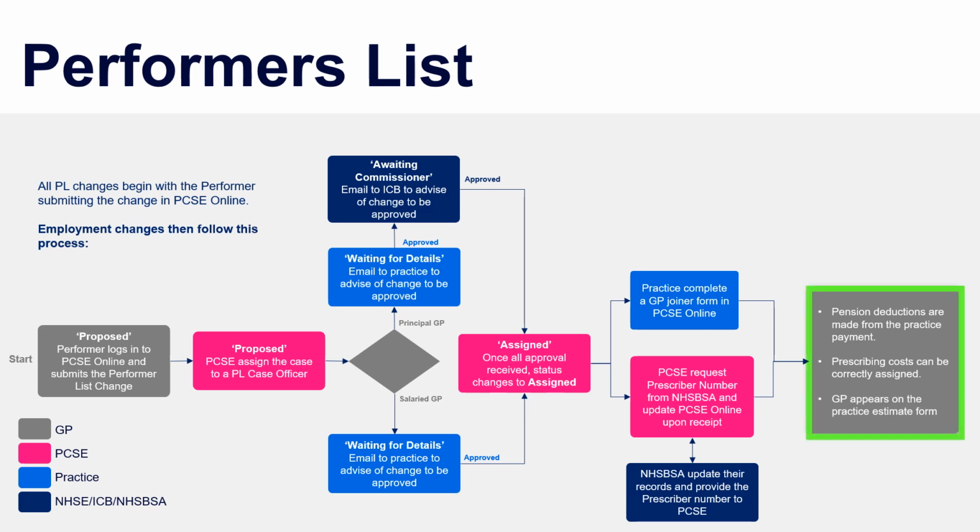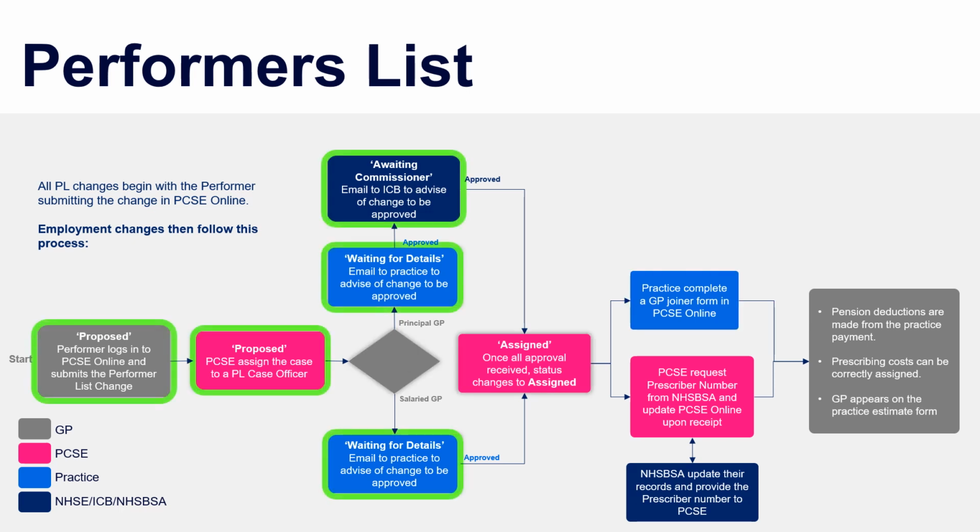Only once the GP joiner form has been completed in PCSE Online will your GP appear on the practice estimate form. When completing the practice estimate form, and you notice that your GP does not appear there, you'll need to check that the GP joiner has been correctly completed in PCSE Online. If you're having trouble locating your GP on the GP pension joiner form, it may be that the performer list employment change approval hasn't been completed. This could mean that either the GP hasn't submitted an employment change request, the practice haven't approved the request, or you're still waiting for the ICB to approve the request.